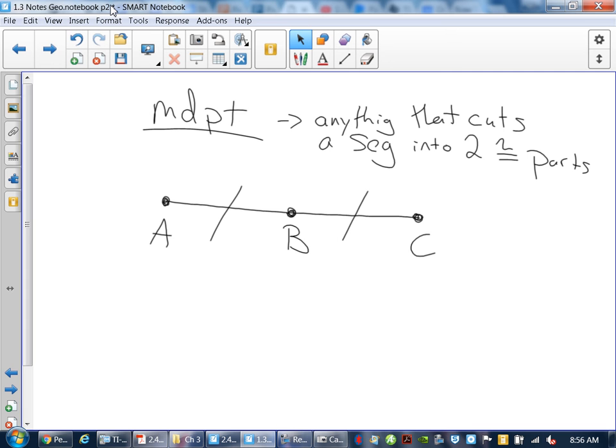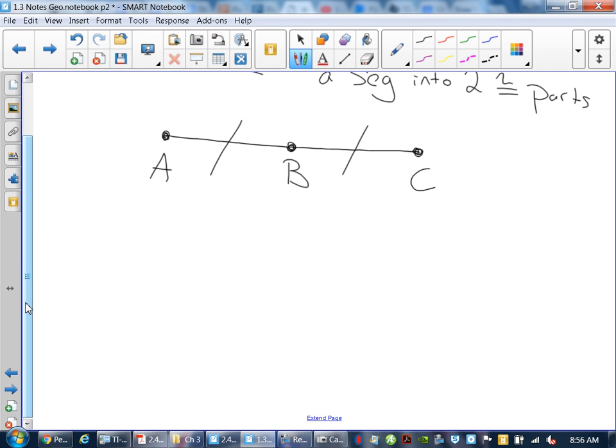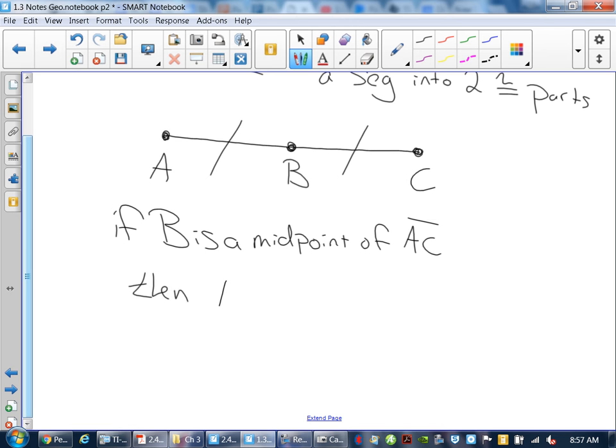Well, in this case, we know that we have a midpoint. So if I write it as: if B is a midpoint of AC, I'm going to write it out in nice long form here, real easy. If B is the midpoint of AC, then by definition, what are the two segments that are created that are equal or congruent to each other? AB and BC. So then I can say this: then AB is congruent to BC.